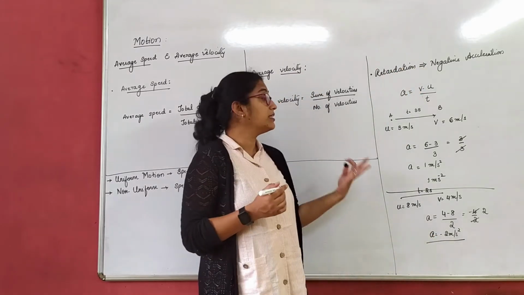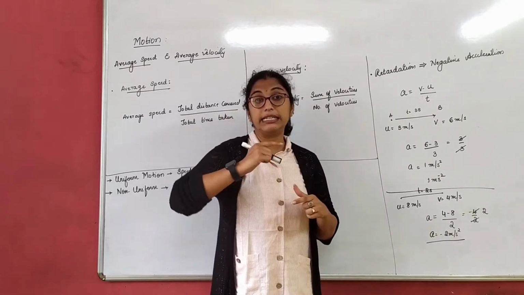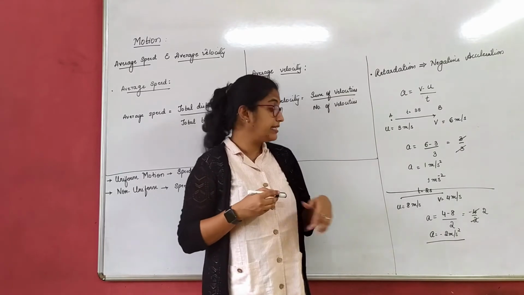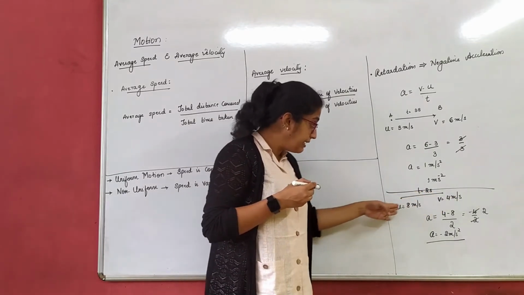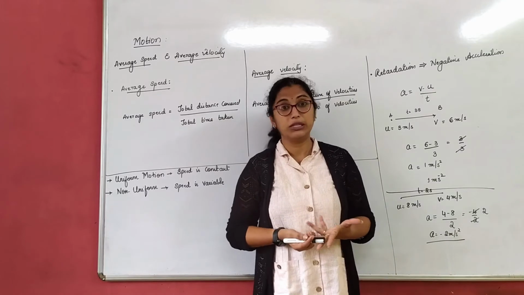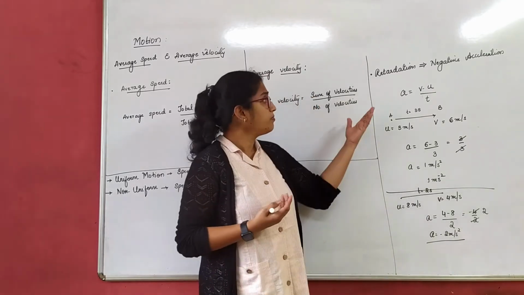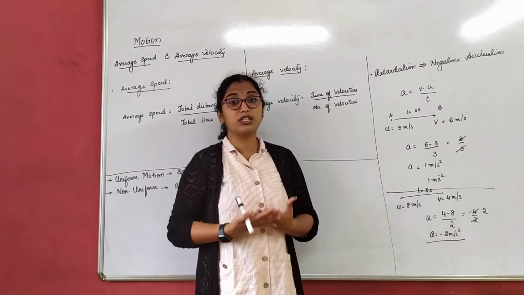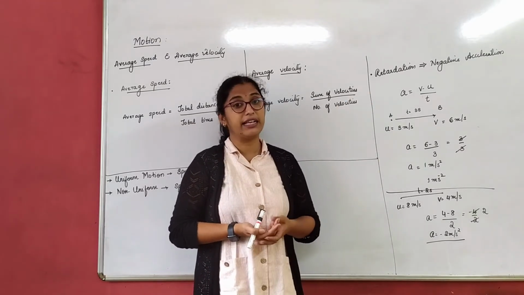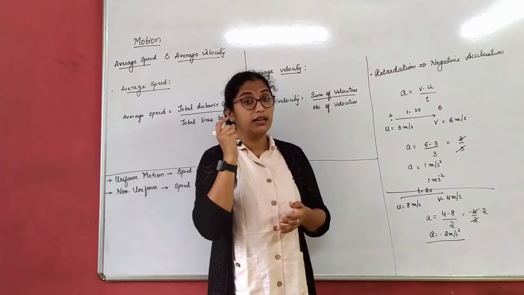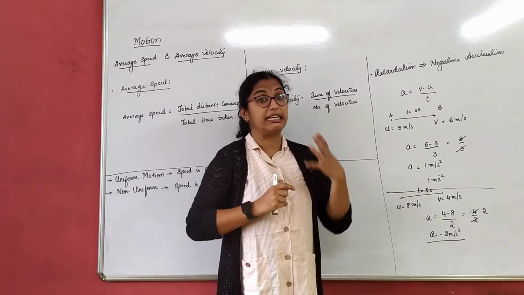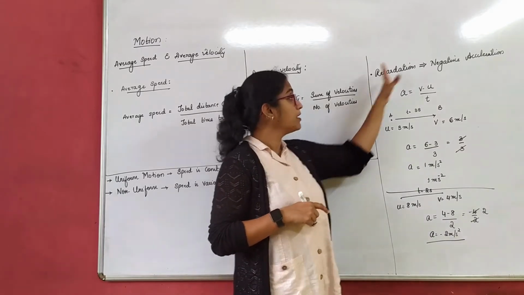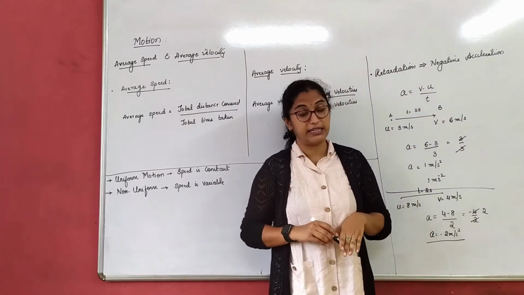That means in positive acceleration, velocity increases with respect to time. In negative acceleration, velocity decreases with respect to time. So how do we define it? Decreasing the rate of velocity is called negative acceleration or retardation. See that I have used the word rate. Rate means again with respect to time. So this is about negative acceleration.